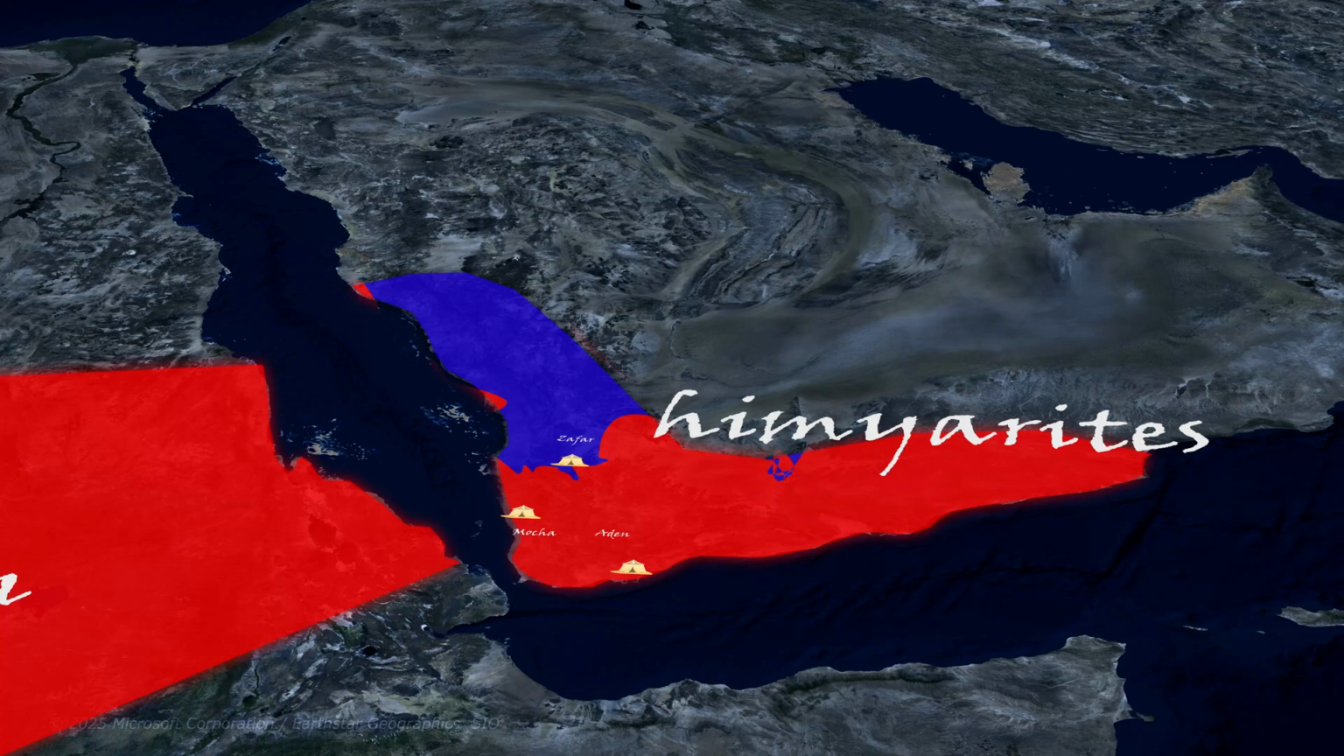Dhu Nawas made his last stand in the capital of Zafar. But facing overwhelming numbers, his army crumbled. Seeing defeat was inevitable, Dhu Nawas attempted to escape, but he was either drowned in the Red Sea or was killed by his own men, and with their leader dead, the Himyarite Kingdom collapsed, and Axum took control of Yemen.